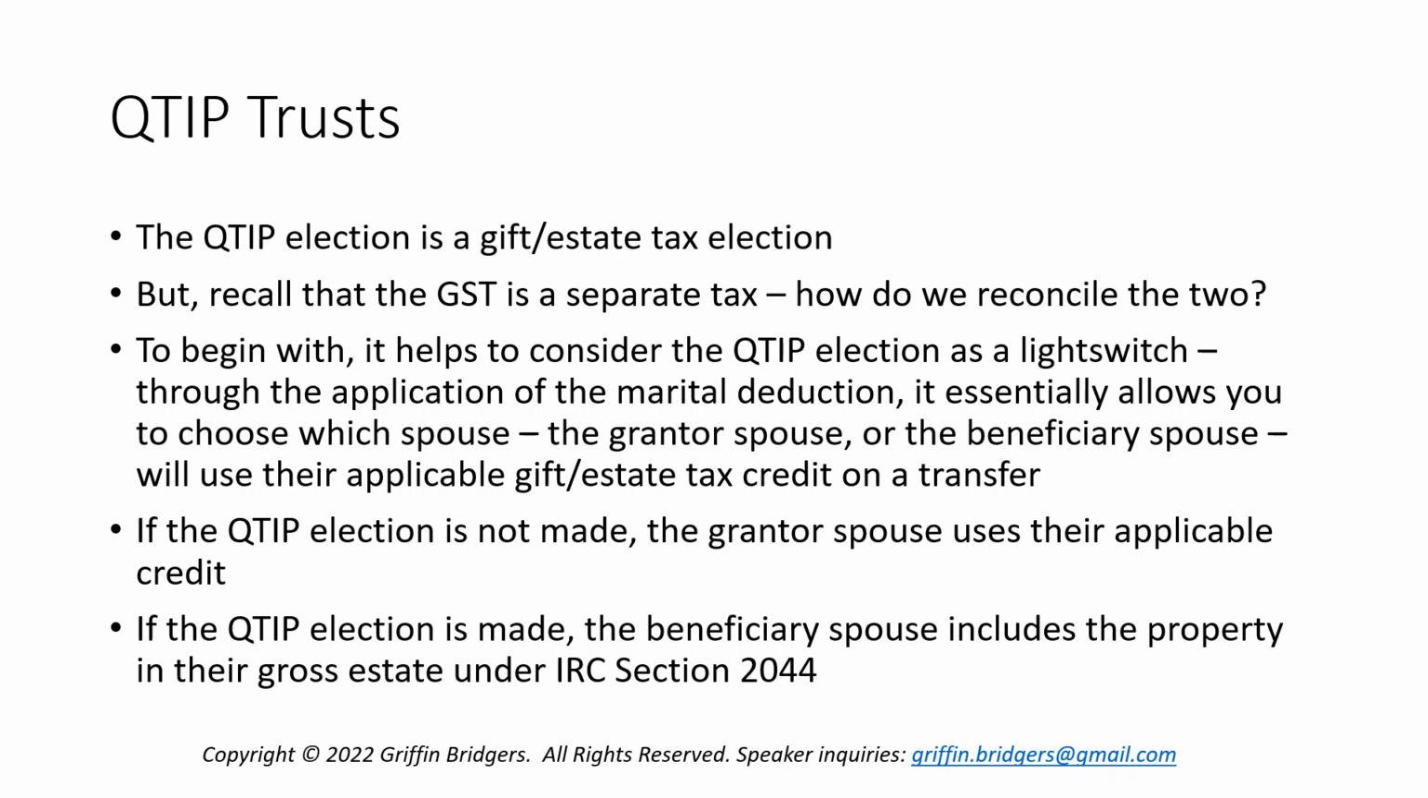So this is a switch. If the QTIP election is not made, i.e. the switch is off, then the grantor spouse will use their applicable credit for funding that trust. But if the QTIP election is made, then the beneficiary spouse will ultimately use their applicable credit because the property of that trust will be included in their gross estate under Code Section 2044.